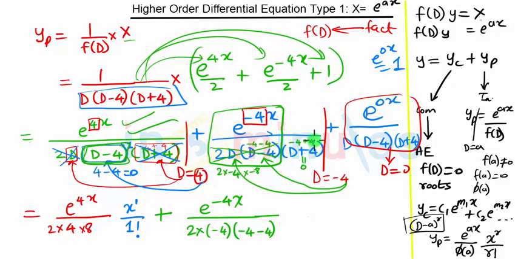And for this part here we cannot substitute D equal to minus 4. So therefore we are going to follow this formula, that is x raised to r upon r factorial, where r is the power of this. So the power of this is 1. So it will be x raised to 1 upon 1 factorial.